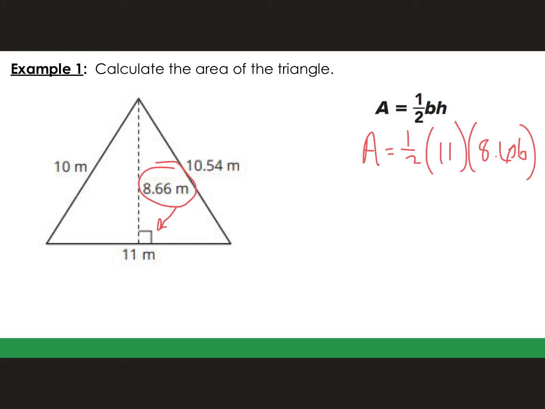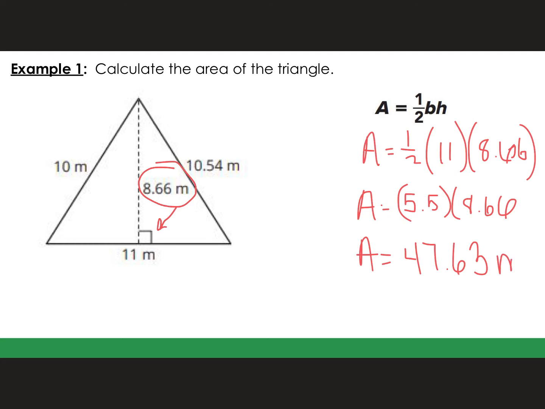So I'm going to just multiply. I can multiply in any order. So that gives me 1/2 times 11 is 5.5. Then I'm going to multiply that by 8.66. And that is, area is 47.63. I have to have my units, which is meters, and I put the squared sign because I multiplied meters times meters. So meters times meters is meters squared.